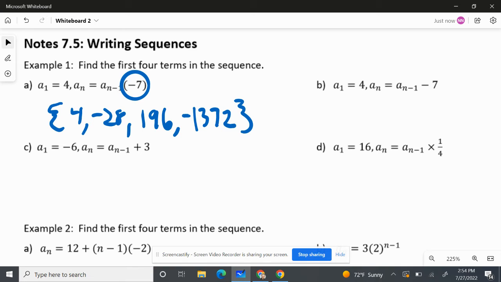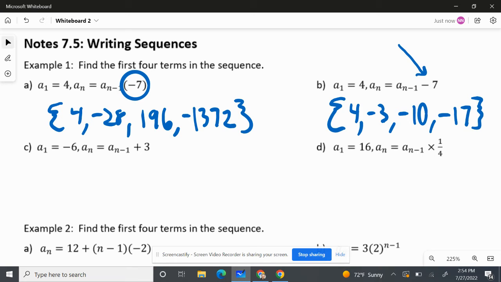For letter B, notice that it looks identical, but instead of multiplying, we're subtracting 7. So with my sequence, I have 4. I subtract 7 and get -3. I subtract 7 and get -10. I subtract 7 and get -17. And that right there would be my sequence.